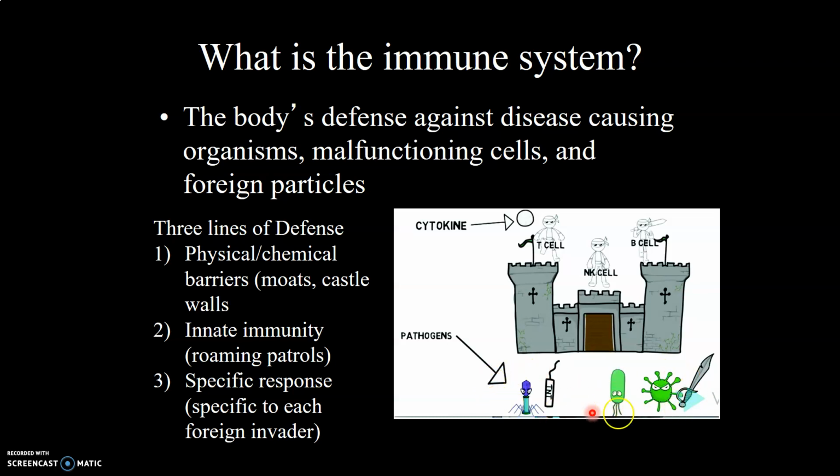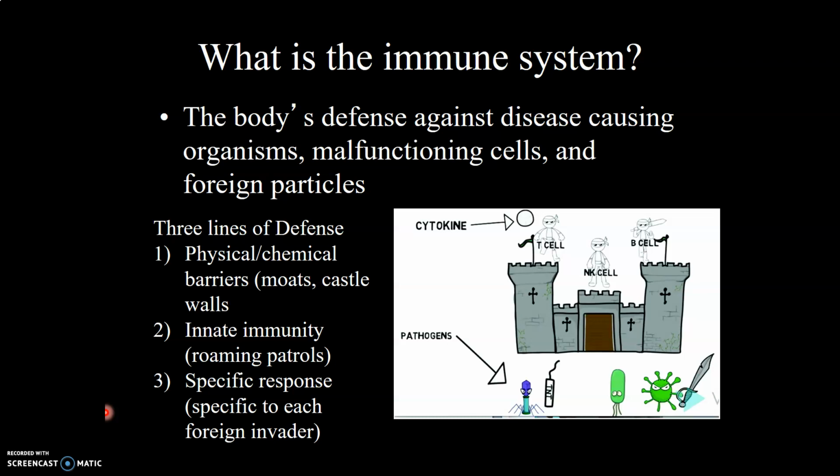Now, there are foreign pathogens or foreign invaders that are constantly trying to invade our bodies and make us sick. And our immune system's function is to try to keep them out. There are three specific lines of defense that we're going to talk about. First, there are a number of physical and chemical barriers. These are similar to physical barriers we would expect to see in a castle, something like a moat or a castle wall. These are actual physical barriers preventing those pathogens from getting access to our bodies.